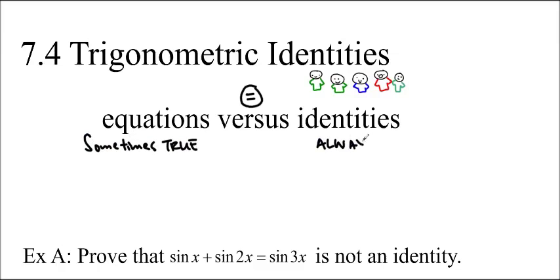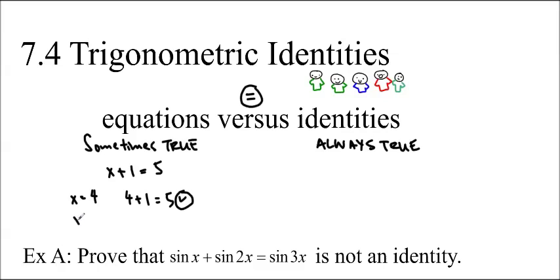So if you think about something like x plus 1 is equal to 5, we know that this works sometimes, right? Example, if x is equal to 4, then 4 plus 1 is equal to 5, and it's true. But if x is equal to 2, then I know 2 plus 1 is not equal to 5. So it's only sometimes true, right? And usually we'd ask you to solve an equation, and then you'd find the x values for which it is true. An identity is always true. So it doesn't matter what value of x I put in, it should always work.